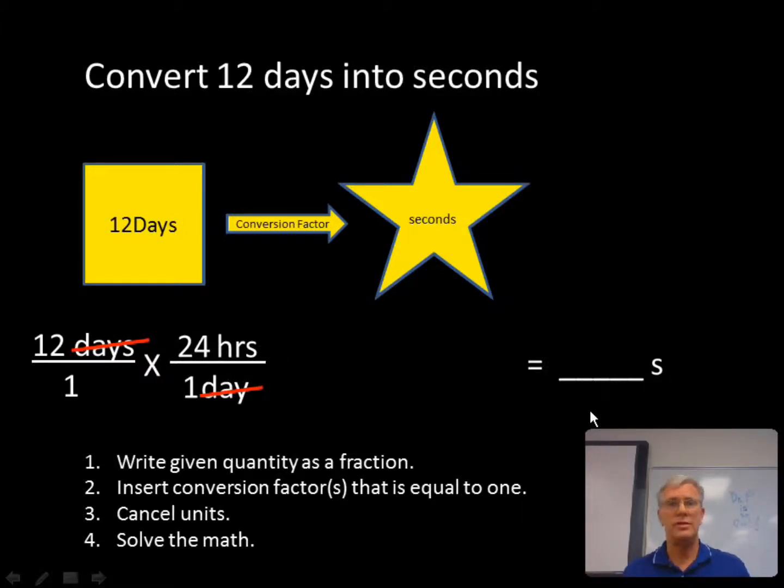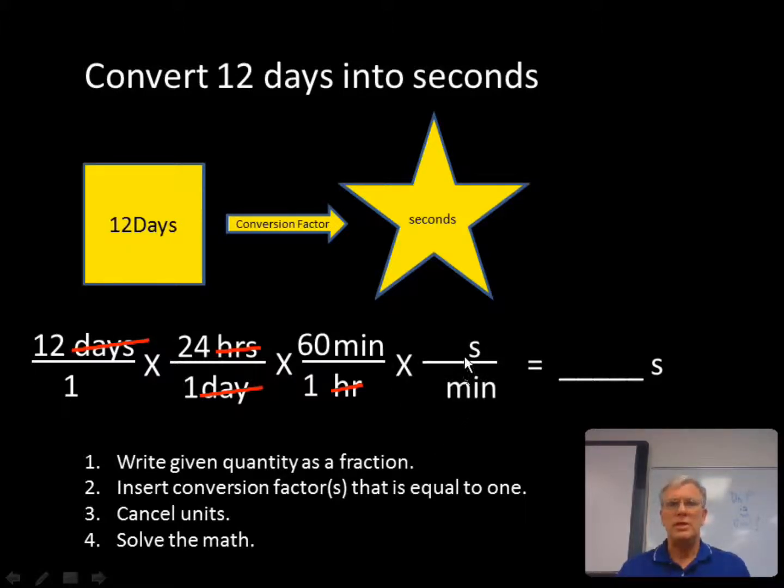I'm looking for seconds. So I'm going to come up with another conversion factor that's equal to 1, and I want to cancel out hours. So I'm going to multiply it by a conversion factor that's going to convert hours to minutes now. There are 60 minutes in 1 hour. This will cancel out the hours. It's going to leave me with minutes. And I need to convert it one more time.